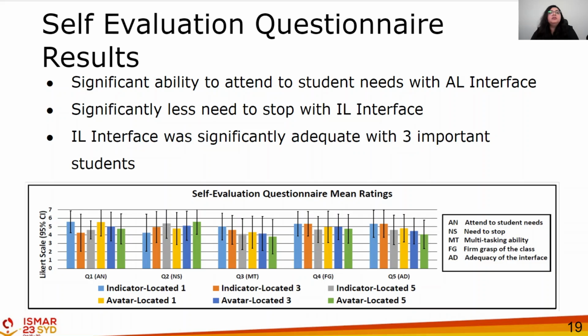The figure shows the mean ratings of the self-evaluation questionnaire responses. For all questions, participants evaluated their performance as significantly decreased with an increase in the number of students. Significantly more participants felt that they could attend to individual needs more with the avatar located interface. Significantly more participants felt less need to stop during their lessons while using the indicator located interface. The indicator located interface was significantly more adequate compared to the avatar located interface when 3 important students were present.